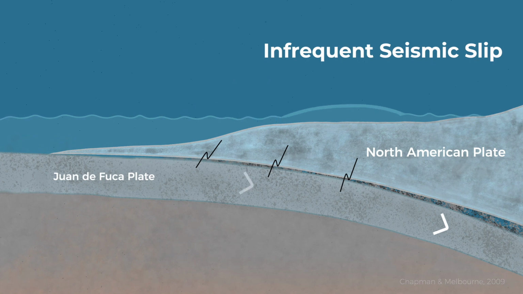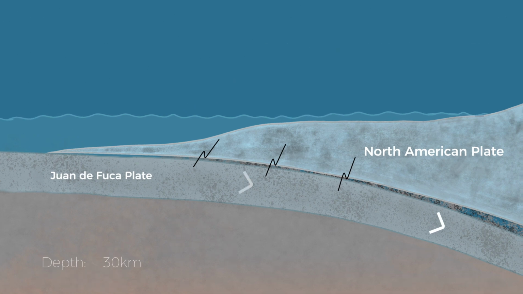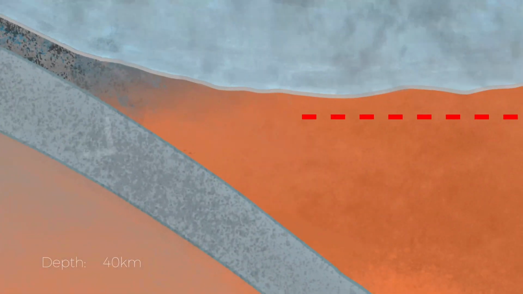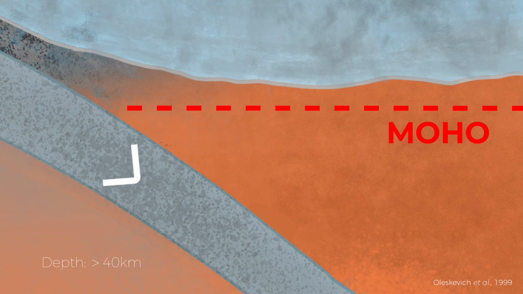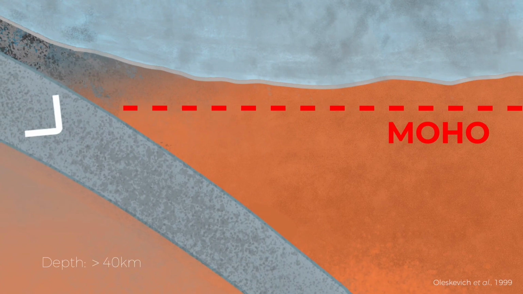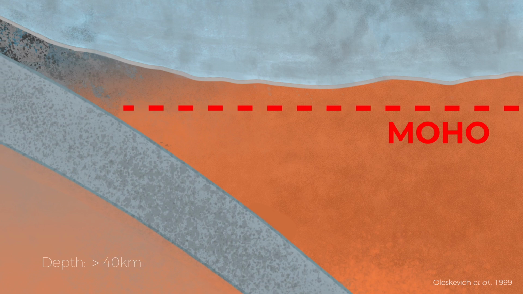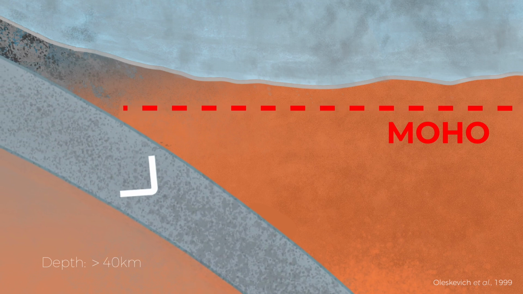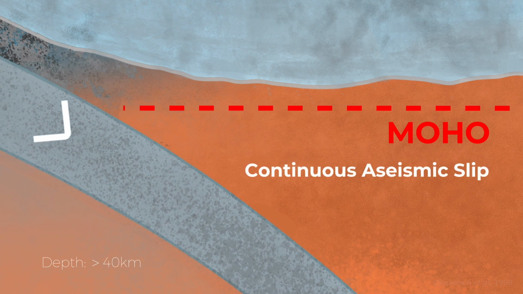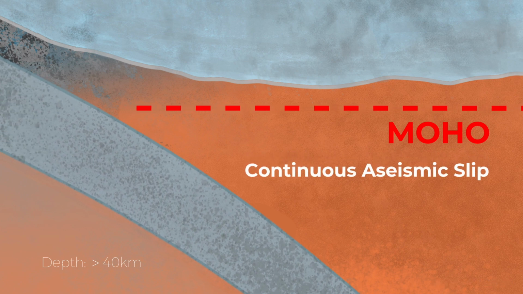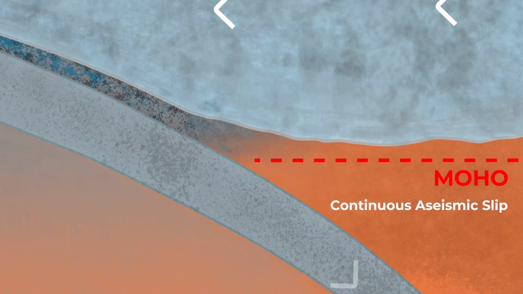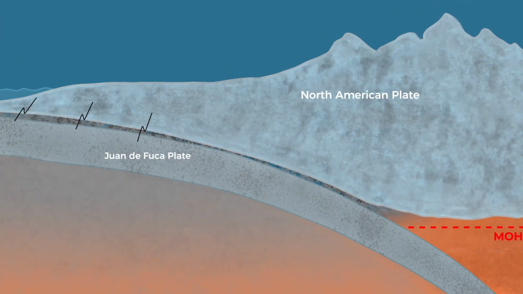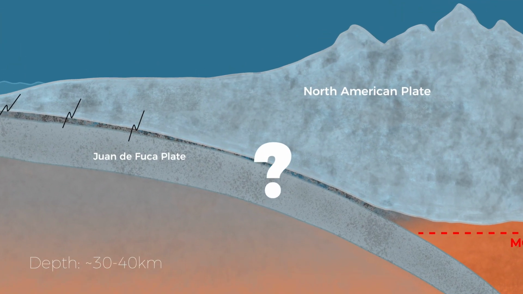Deeper down at the Moho boundary, however, the subducted crust slips stably and constantly due to increased temperatures and confining pressures. At these depths, the crust is increasingly ductile, and steady deformation means that there is no stress accumulation, favouring continuous aseismic slip. So now I've briefly described the upper and lower sections of the subduction zone, but what happens between these two end members?